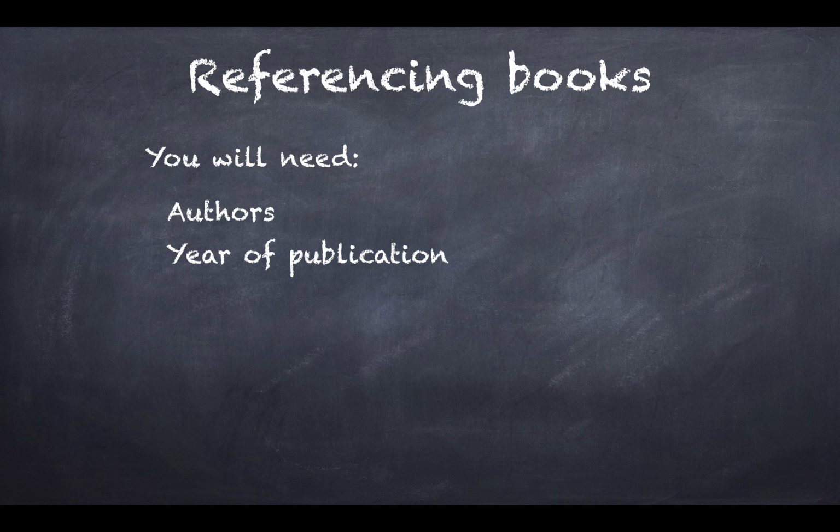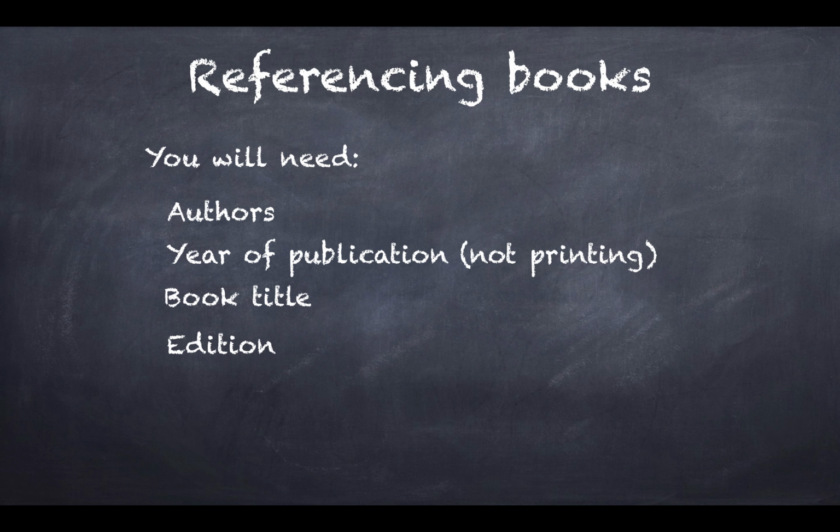You need to find the year of publication, which by the way is not the same as the year that it was printed in, so make sure you find the year of publication. Of course you need the book title. You need to mention the edition, if it's the second, third, fourth, fifth, sixth edition and so on. If it's the first edition of a book, you don't need to mention it.